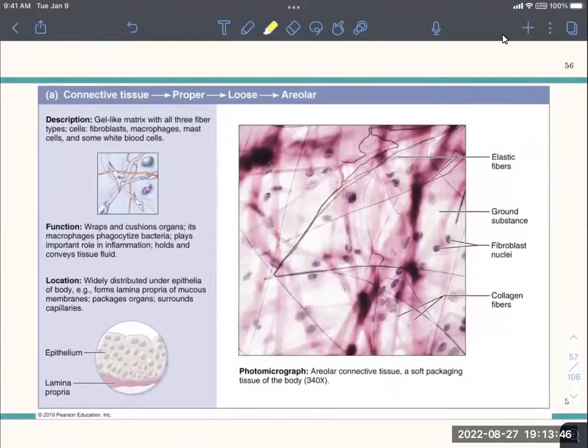You see lots of these pink fibers going around. Those pink fibers are collagen fibers. We also have black little stringy fibers going around. Those black stringy fibers are elastic fibers. It gives it that tensile strength. It helps it stretch and return to its normal shape and size. So areolar tissue is more spread out. That's what makes it loose. Loose because we see a lot of the ground substance in there.